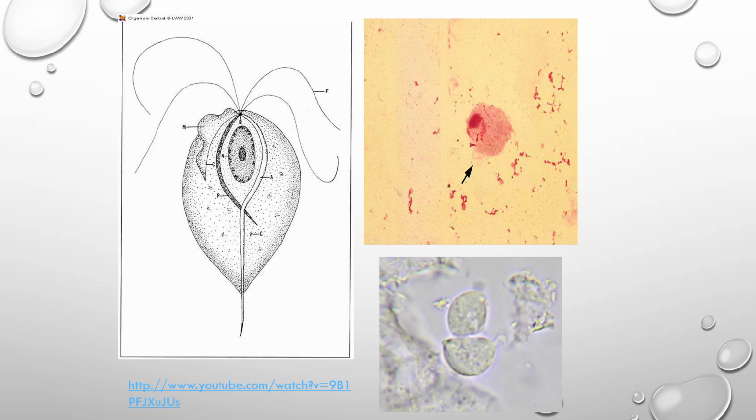On the top right image, you can see a gram stain of Trichomonas, and even that's tough to distinguish. And at the bottom right, we've got motile parasites in a wet prep. If you click on the link, you should be able to go to YouTube and watch a video of the motile organisms on a wet prep.